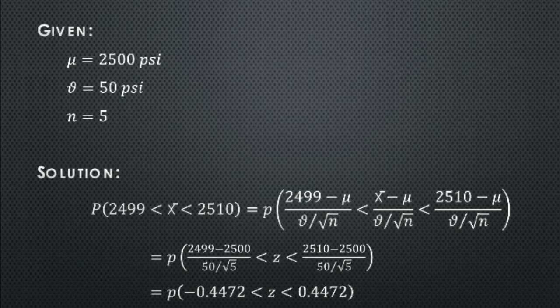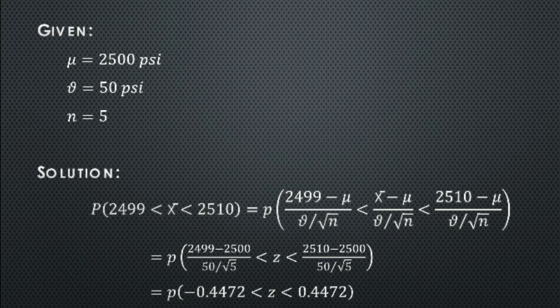Okay, so first, of course, we need to write the given, which is μ equals 2500 psi, standard deviation equals 50 psi, and n equals 5. Now, for the solution, we come up with P of 2499 less than x̄ less than 2510, which, by using the formula, is equal to P of (2499 minus μ) over (standard deviation over square root of n) less than z less than (2510 minus μ) over (standard deviation over square root of n).